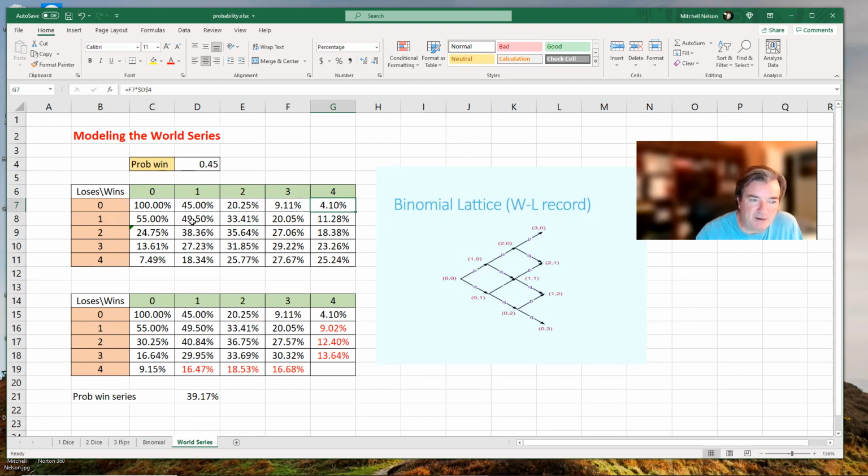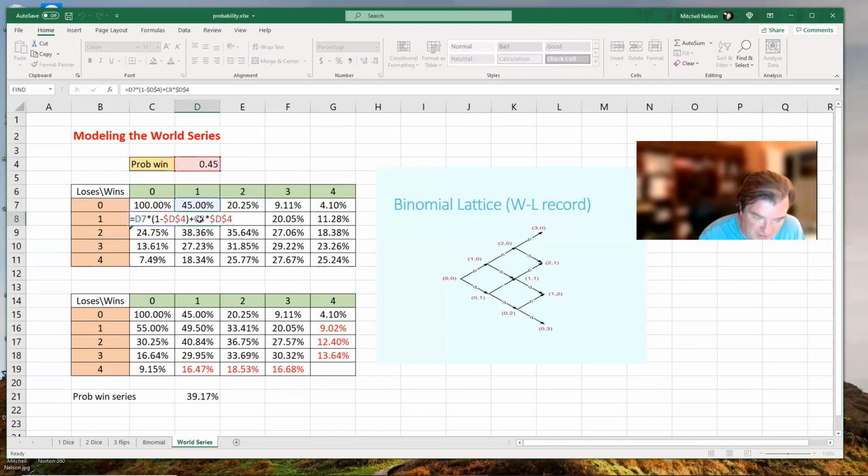Of all the other combinations, now this one, this box right here, shows up right here on the lattice. That's the probability that you either win the first game and lose the second one, or lose the first one and win the second one. Either way, the series is tied at 1-1. So this 49.5 represents that the score is 1-1 after two games.